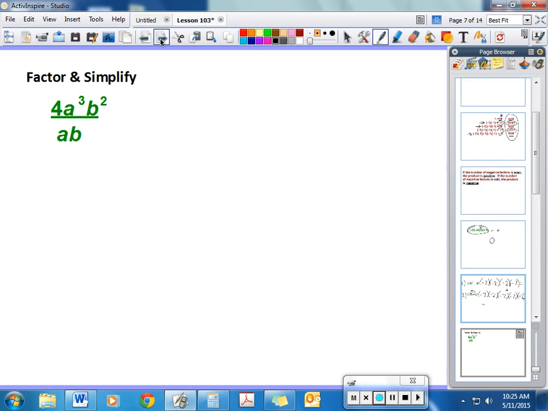All right, now we're going to switch gears here a little bit and go into some expressions. Remember, expressions are a mixture of numbers and letters. And we're going to factor and simplify these, and then we're going to figure out how to find the square root of expressions. So when we're talking about factoring and simplifying, when you talk about factoring, you're going to basically find the prime factorization of your number, so 2 times 2, and then write out the letters.